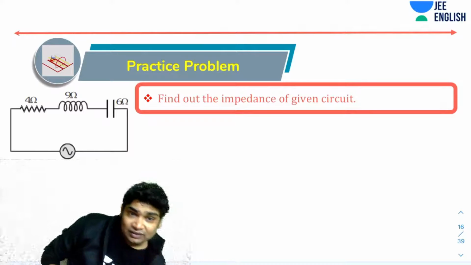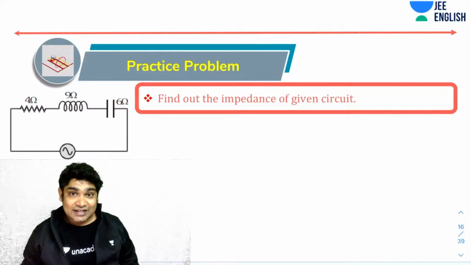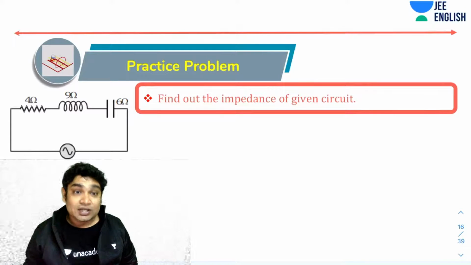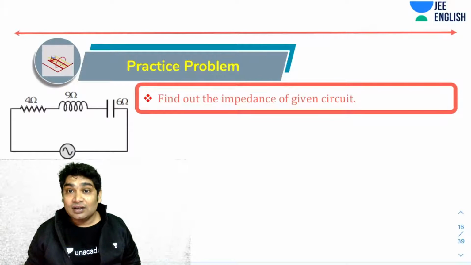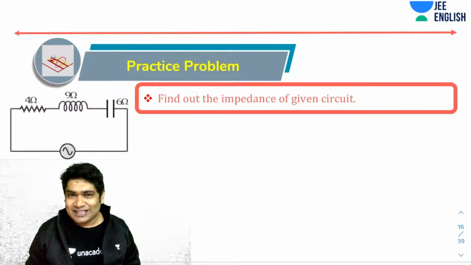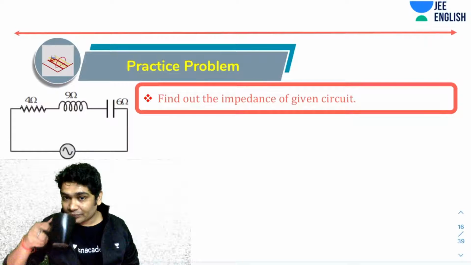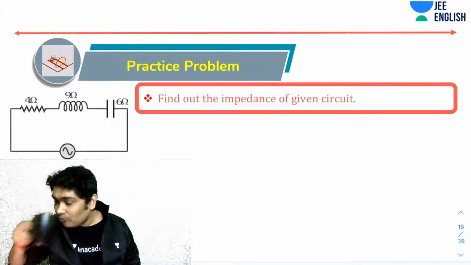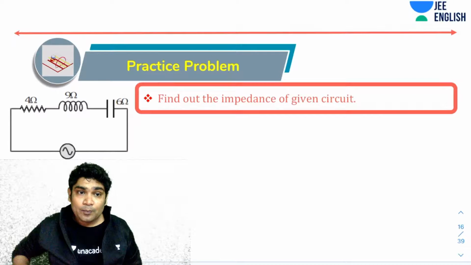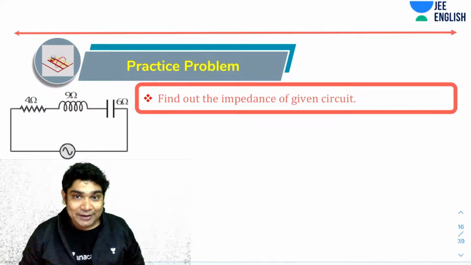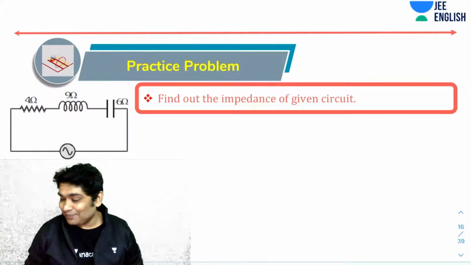Okay, so easy one. Very easy. You know the resistance, you know the inductive reactance, you know the capacitive reactance. All you have to do is find the total impedance of the circuit. Okay, let's find this quickly. Okay, AP. So good to see that you're trying.